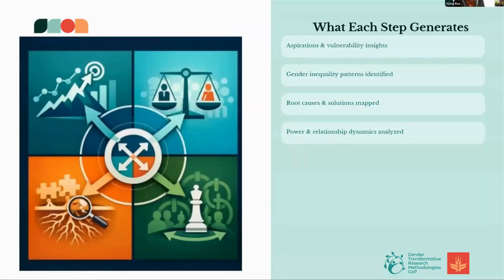And so, what we are trying to bring together in this GALS for Gender Transformative Research is that across each of these steps I've mentioned, you have the opportunity to generate data that can speak towards aspirations and vulnerability insights. And that really comes through for the first step on vision journey. You also have the ability to generate data that speaks to gender inequality patterns as you identify them. You also have the ability to discuss your root causes and also map solutions. And then lastly, there's the opportunity for you to unpack power, but also relationship dynamics that happen within the sphere in which you operate.